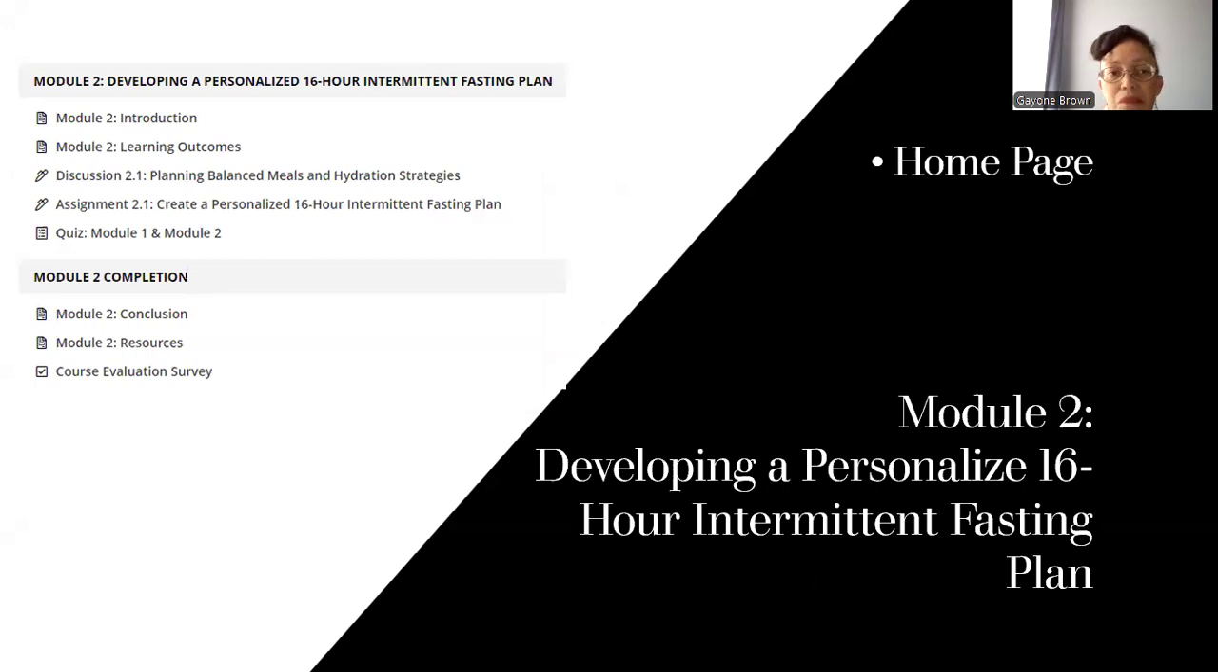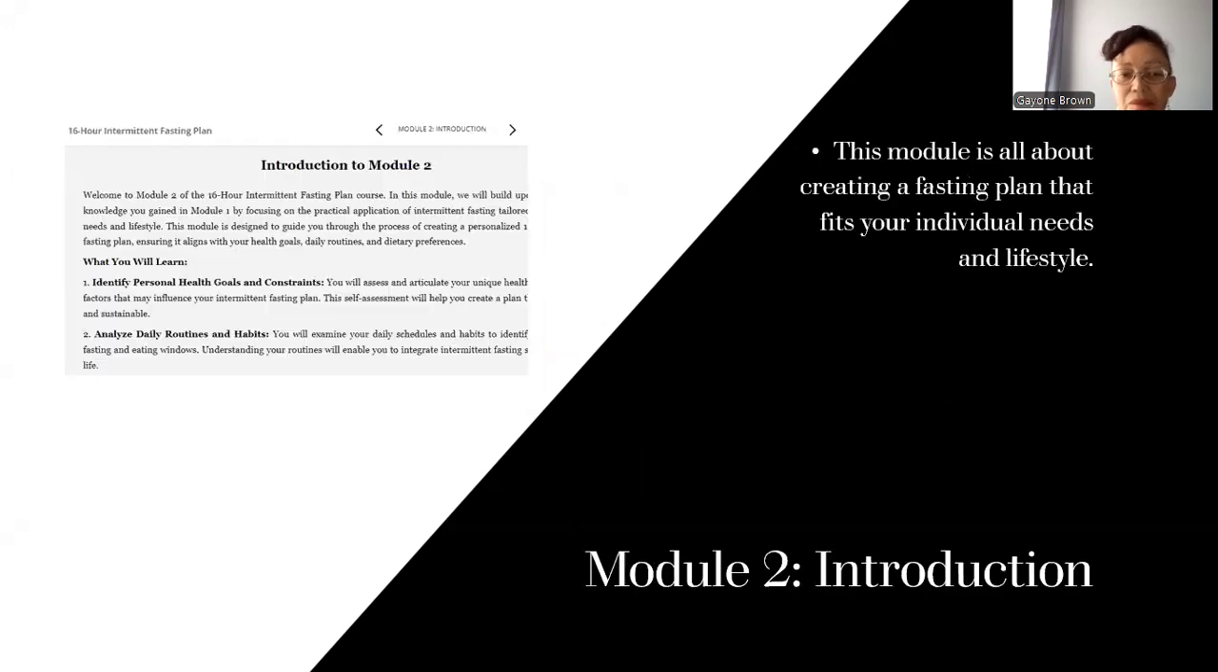Module 2, here's a screenshot of Module 2. This is the content. Module 2 is developing a personalized 16-hour intermittent fasting plan. It begins with the introduction. This module is all about creating a fasting plan that fits their individual needs and lifestyle. And there are no images in this introduction. It's just text on the screen, which is organized with headers, and the layout is organized so it's very easy to follow and read this page.